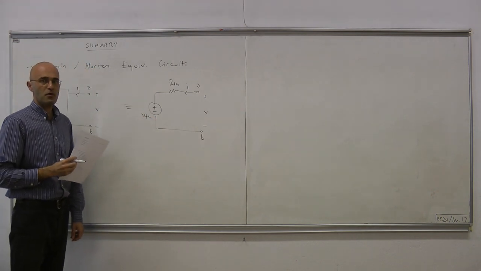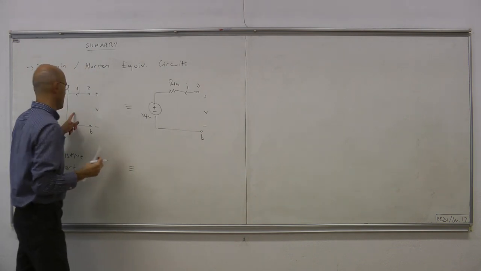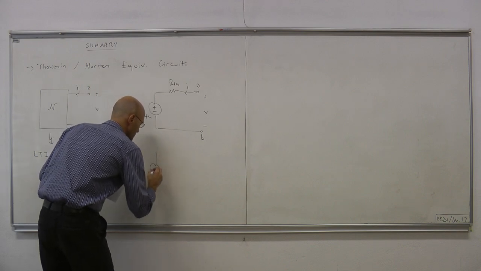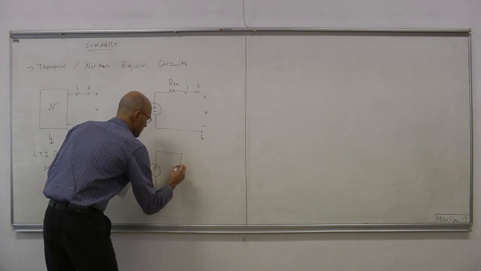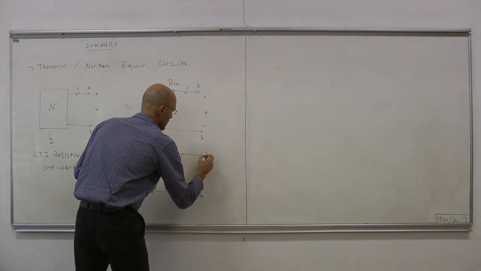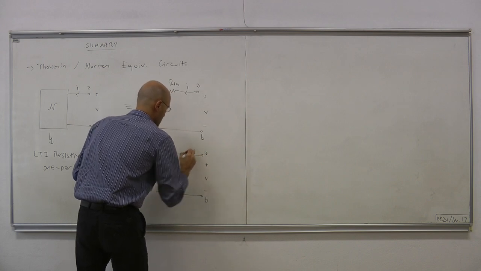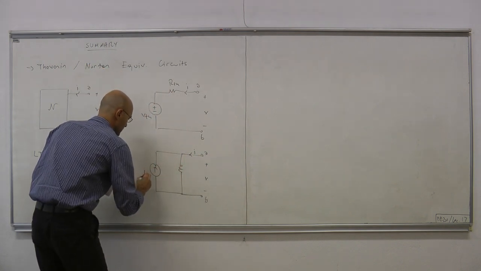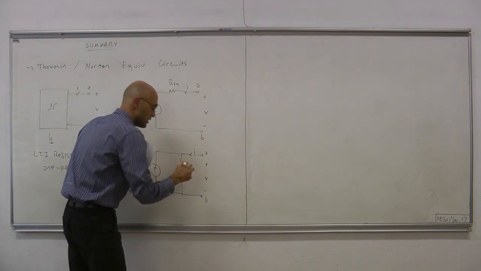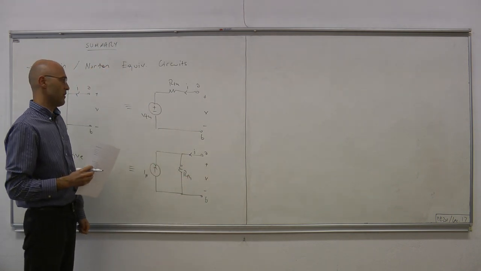And Norton's theorem said that this one-port is equivalent to the following representation: terminals A, B, with I Norton in parallel with R Norton. And we saw that R Norton must equal R Thevenin.